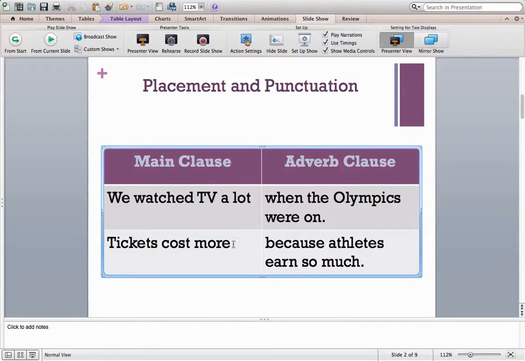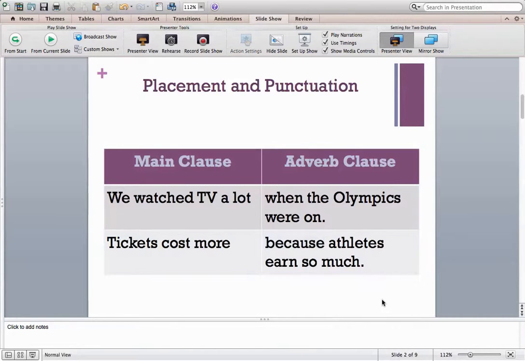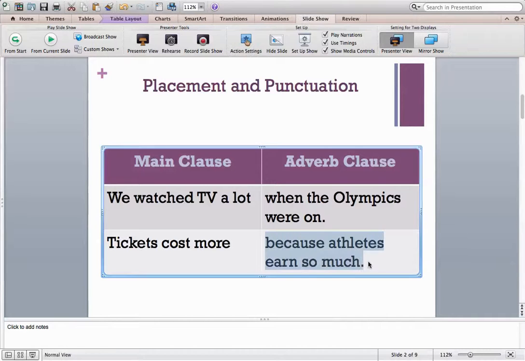Here again, we've got a complete sentence, a subordinator in the middle. So this is a complex sentence with an adverb clause. The subordinator is in the middle, so there is no comma.